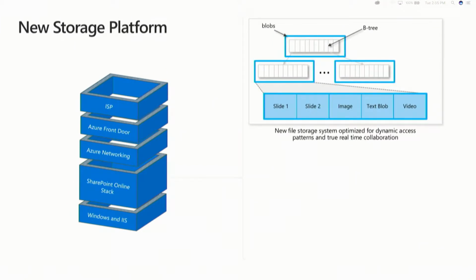We have changed how we store files. And this is important under the hood because it means that we are designing for a particular pattern of access that is dynamic, focusing on collab and real-time authoring, but is also designed for performance. And the simple model here, we take something as simple as a PowerPoint document.